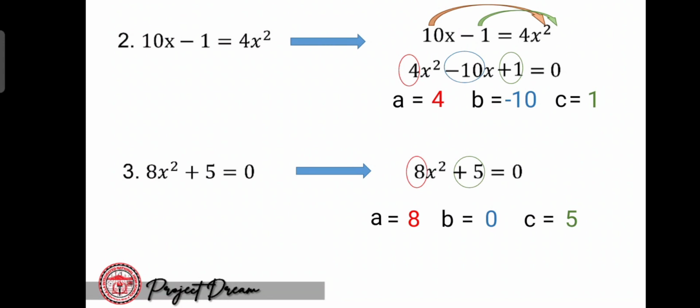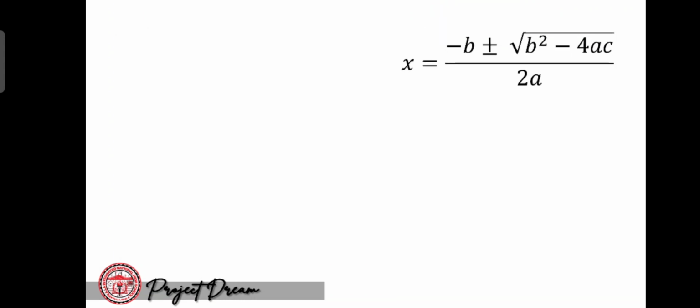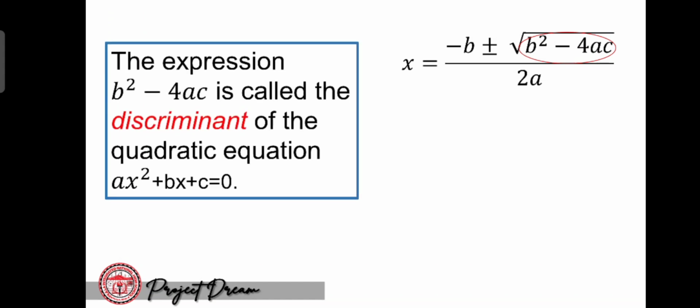I hope it refreshed your mind. Now, let us move on to our discussion. In the quadratic formula, x is equal to negative b, either positive or negative square root of b squared minus 4ac all over 2a. b squared minus 4ac is called the discriminant of the quadratic equation ax squared plus bx plus c is equal to 0.